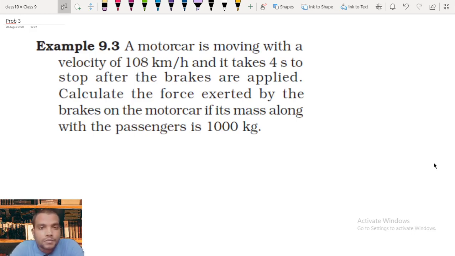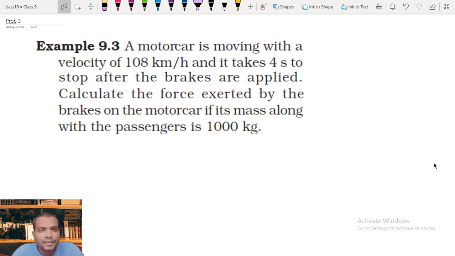Hello everyone. Let's try one more problem. A motor car is moving with a velocity of 108 km per hour and it takes 4 seconds to stop after the brakes are applied. Calculate the force exerted by the brakes on the motor car if its mass along with the passengers is 1000 kg.